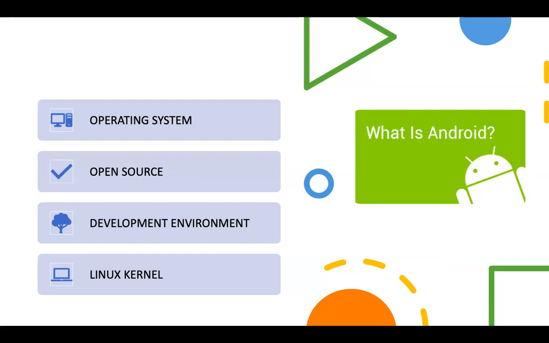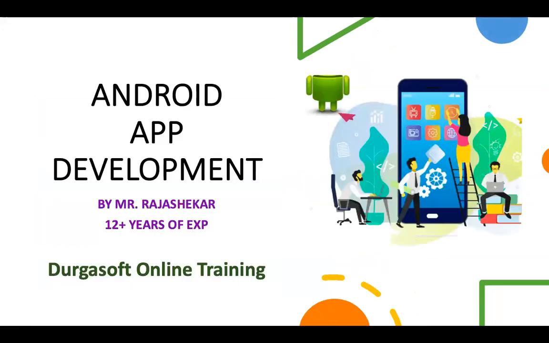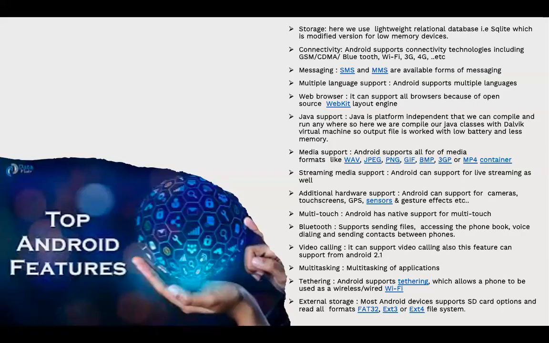Next, we will see the next step. So the operating system is done. Here we can see some of the features we will see in an operating system. In Android, there are various features. Some of the top rated features are storage-wise, connectivity-wise, messaging-wise, just generalized features for the different aspects. So that is storage-wise.